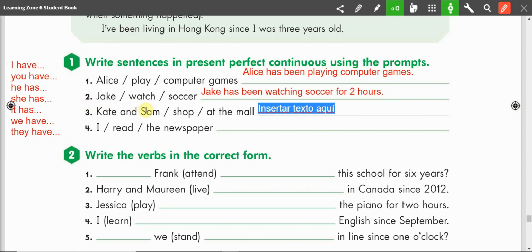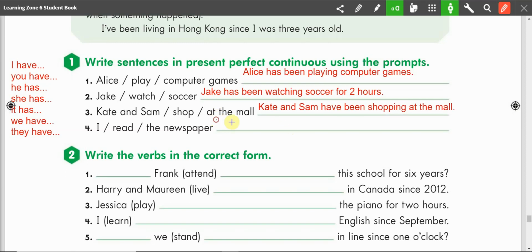Our next one, Kate and Sam is the subject. So Kate and Sam. So this English subject is 2 people. That's plural. So it's they. So they have been. Your verb is shop. So shop, but this one is S-H-O-P. You need to add another P and then ing. And they have been shopping where? At the mall. Kate and Sam have been shopping at the mall. There you go.